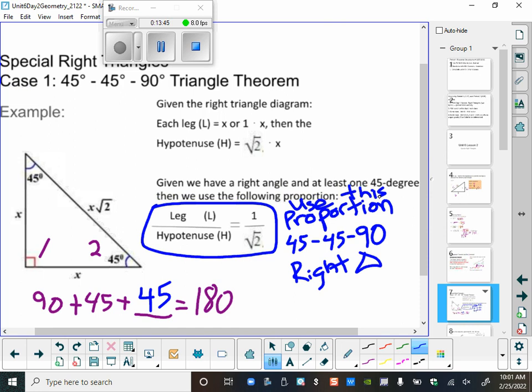So don't be too scared about that square root of 2. It's not as scary as it looks, even though it's irrational. Okay? Questions? All right. Here's how we're going to use this proportion.